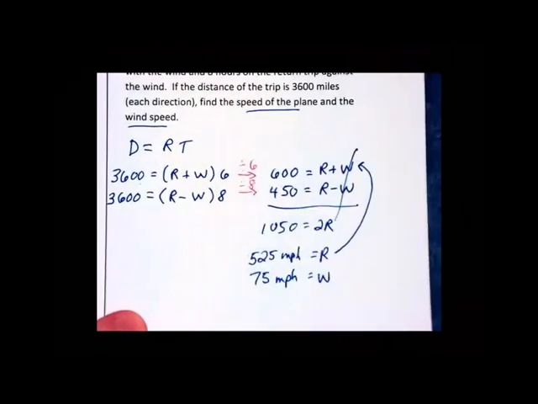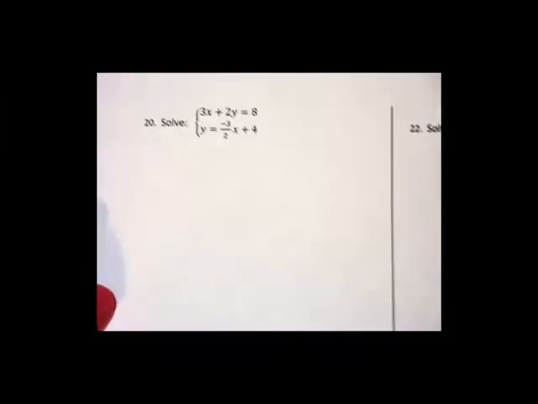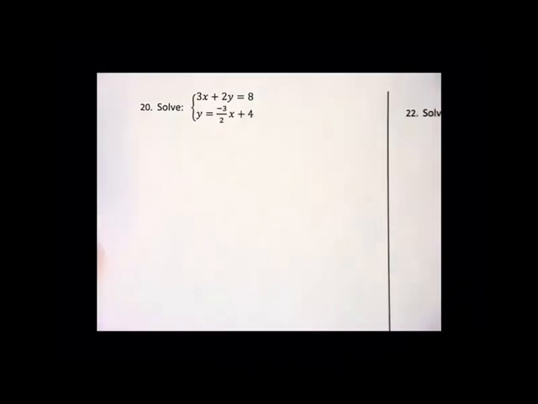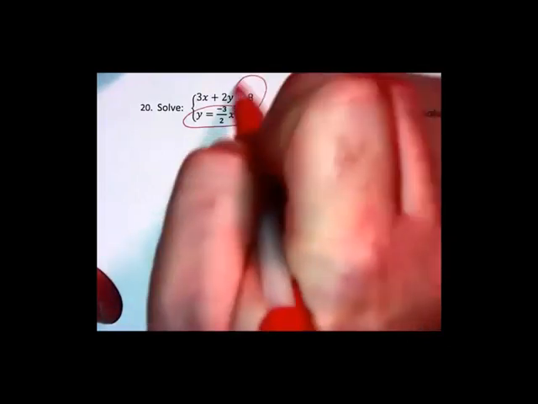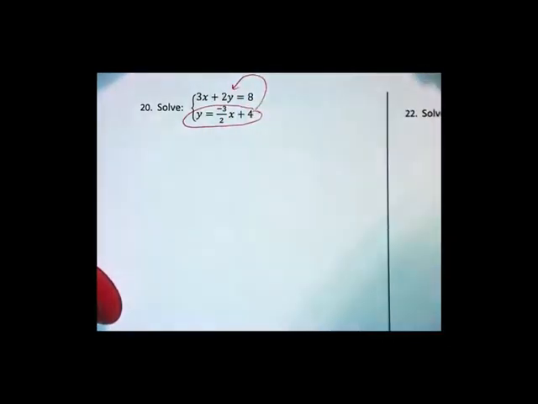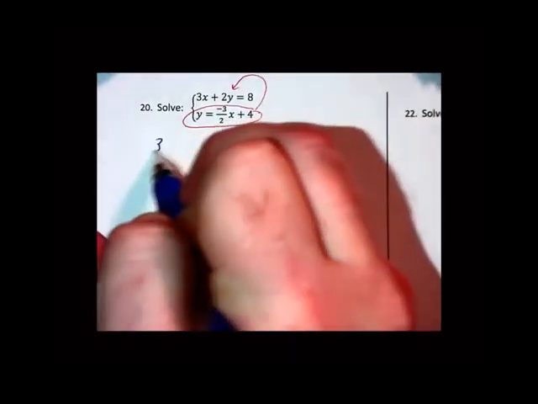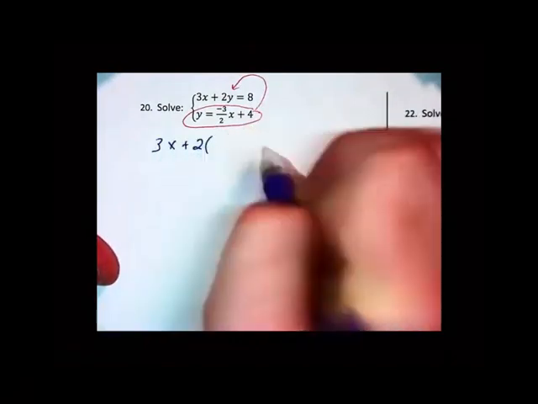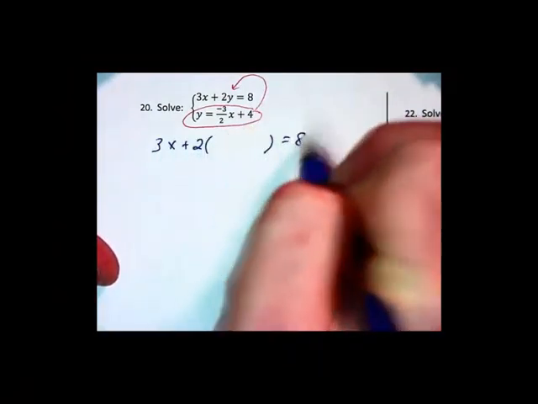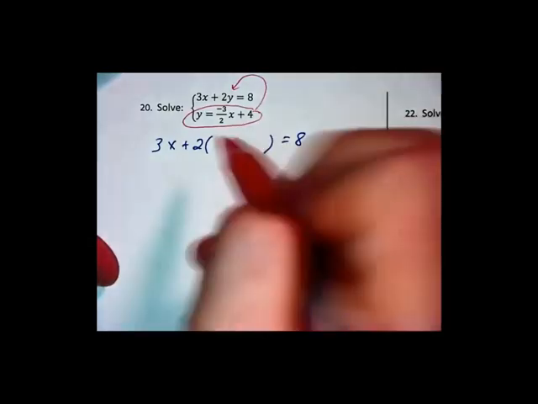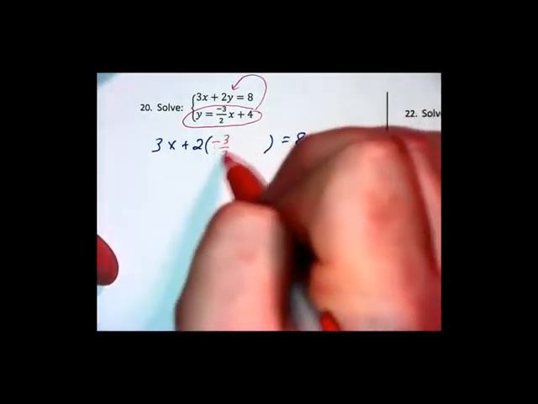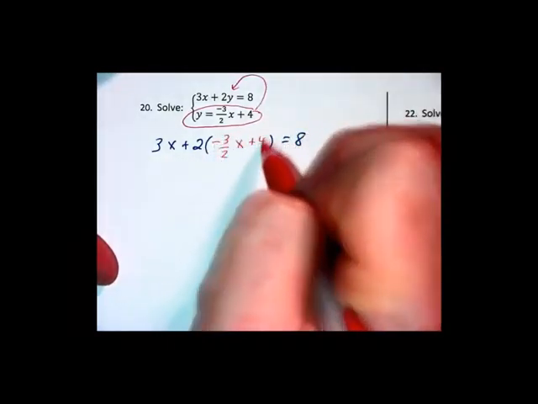Now we turn the page, if I can get a hold of it. Okay. Moving on, we have a system of equations again. The second equation has a y equals, so that's just kind of crying out, use substitution. So the top equation becomes 3x plus 2 times input equals 8. And we're inputting the second equation, negative 3 halves x plus 4.